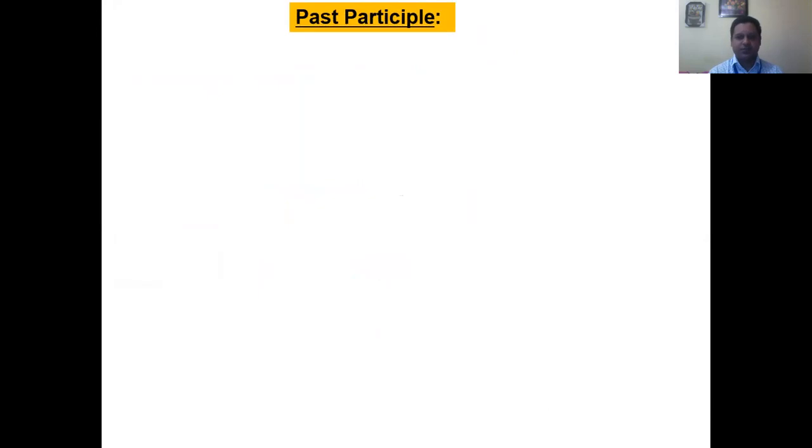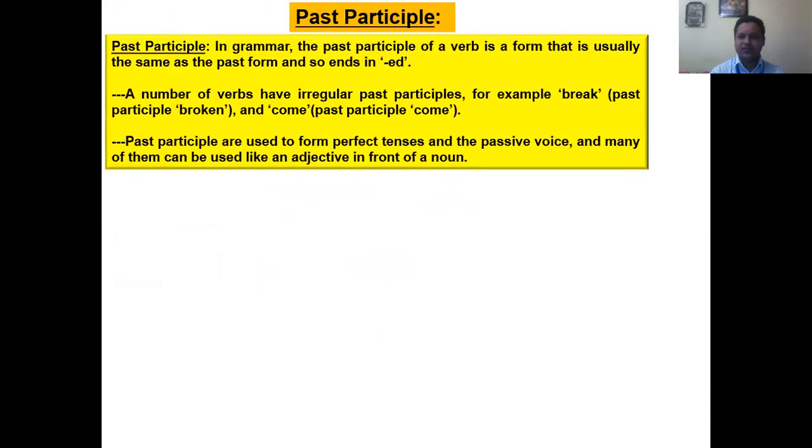Now past participle. What is past participle? Let's see the definition of past participle. In grammar, the past participle of a verb is a form of a verb that is usually the same as the past form and so ends in ed. So it's a verb form, usually the same as the past form of a verb and ends in ed.